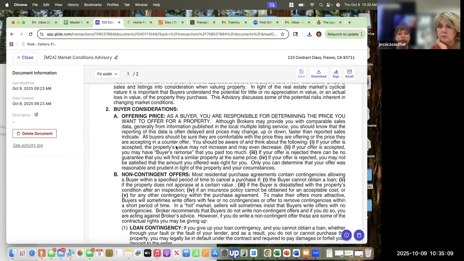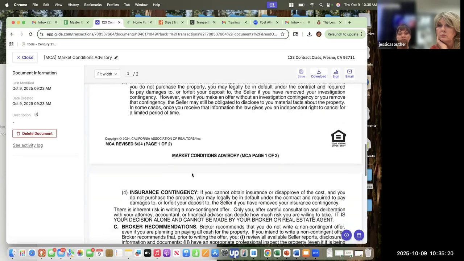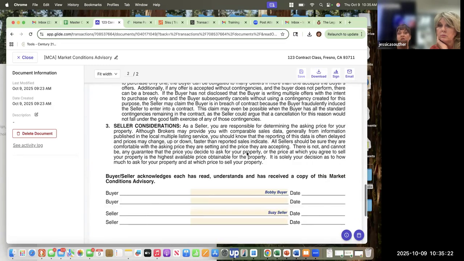It's talking about your offering price. It really wants the buyer and the seller to know they are responsible for determining the price that they're offering, and the price to the sellers down here, the seller is 100% responsible for determining the price that they're going to list their house for and what they are willing to accept.